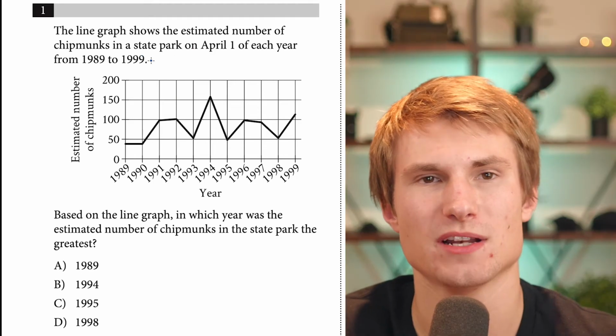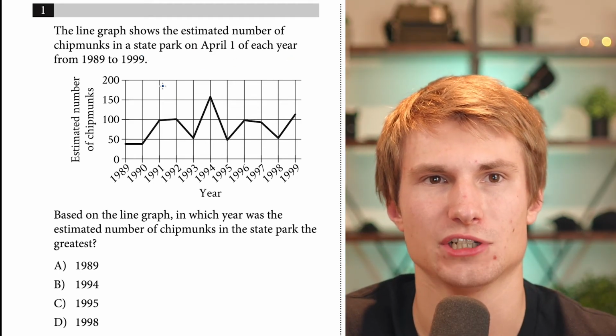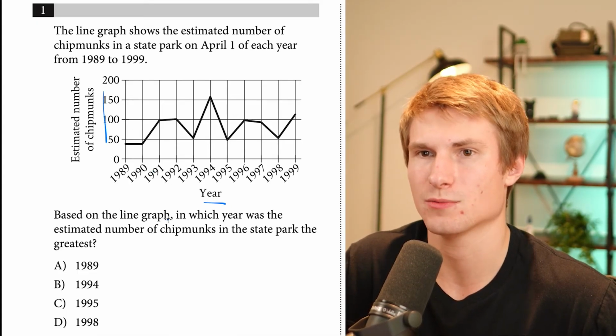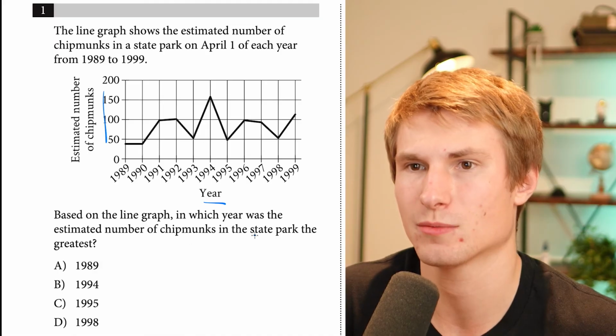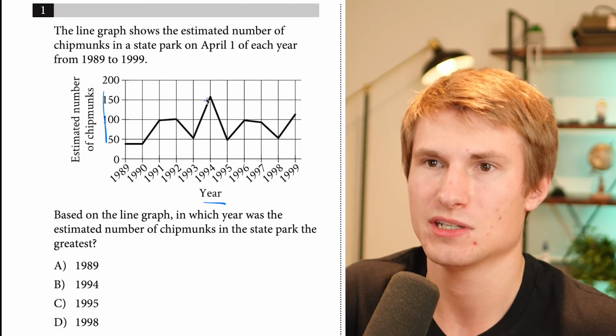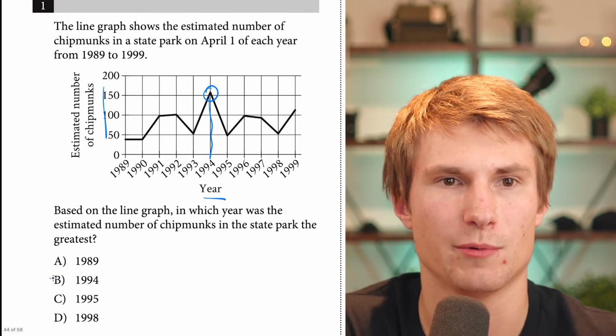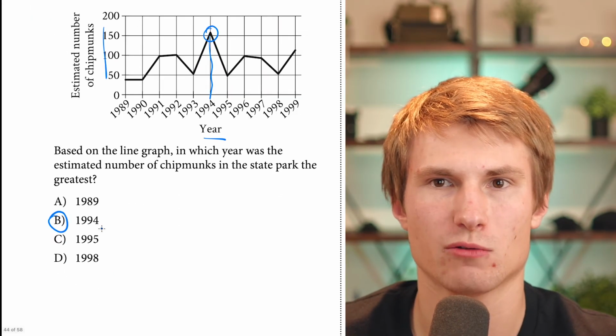The line graph shows the estimated number of chipmunks in a state park on April 1 of each year from 1989 to 1999. We see on our y-axis, we got the estimated number of chipmunks. X-axis, we have year. Based on the line graph, in which year was the estimated number of chipmunks in the state park the greatest? We see the greatest point is here, and we see that the year then is 1994, so our answer has got to be B. We can go ahead and move on to our next question. We got question number 2.